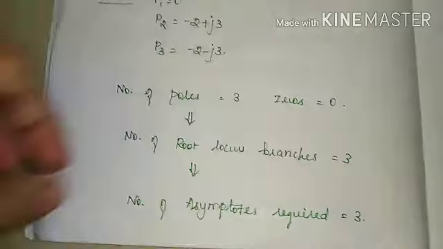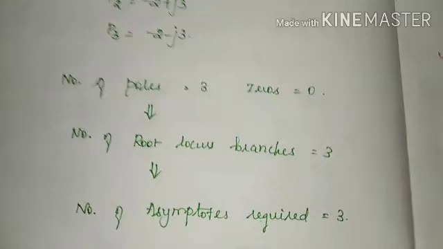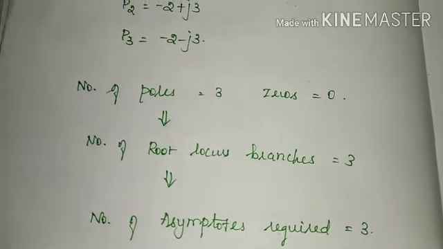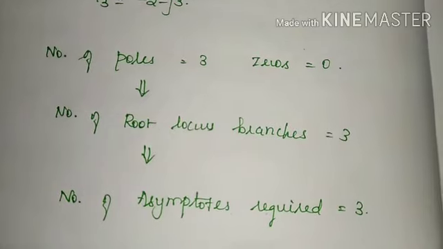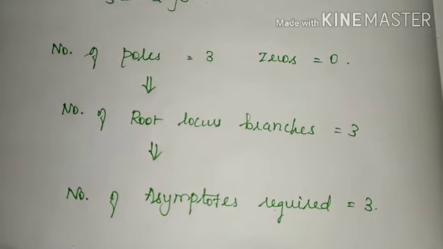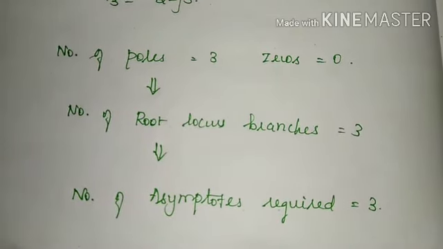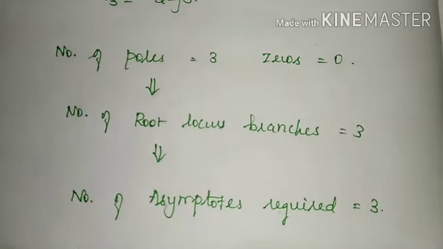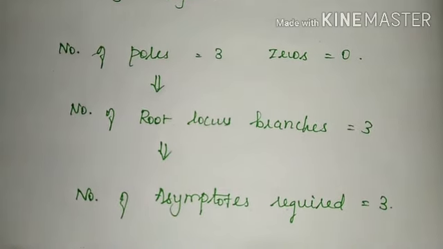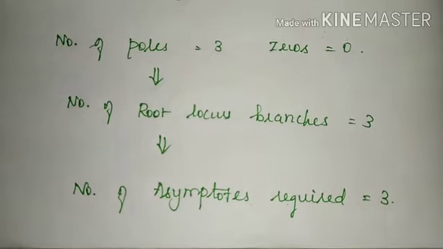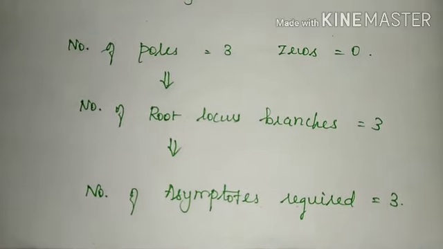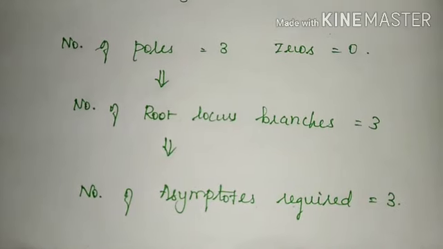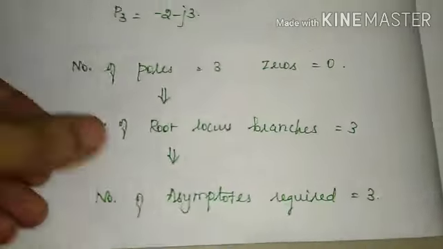In a 1 mark question, they may give one open loop transfer function and ask how many root locus branches there will be for this transfer function. Or they may ask how many asymptotes are required for the given transfer function. For that, first you need to find the number of poles and the number of zeros. Then you can easily find out these values.